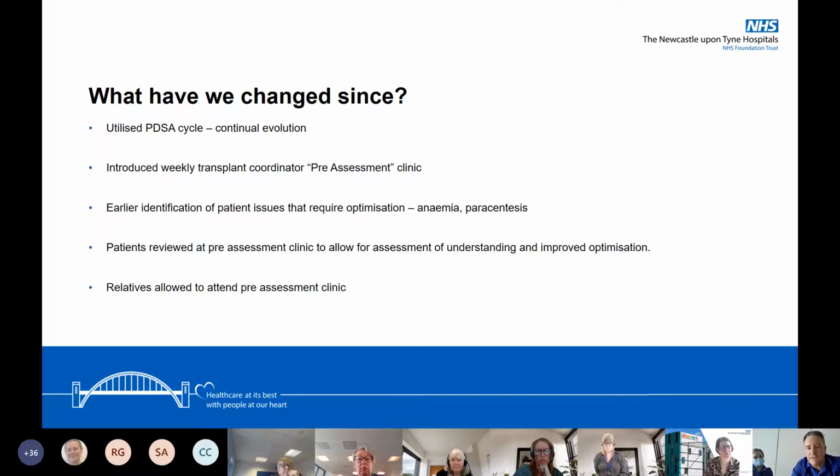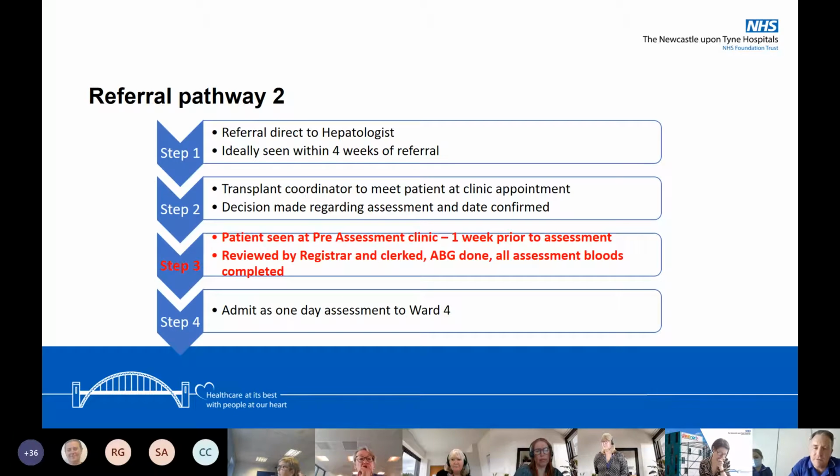We brought relatives into that pre-assessment clinic to allow education with them, because as we're all aware, relatives understand different things from an appointment than patients do. And so in transplantation, that's really key. And so the patient and the relatives were reviewed to give greater time to allow them to understand what we were going to do.